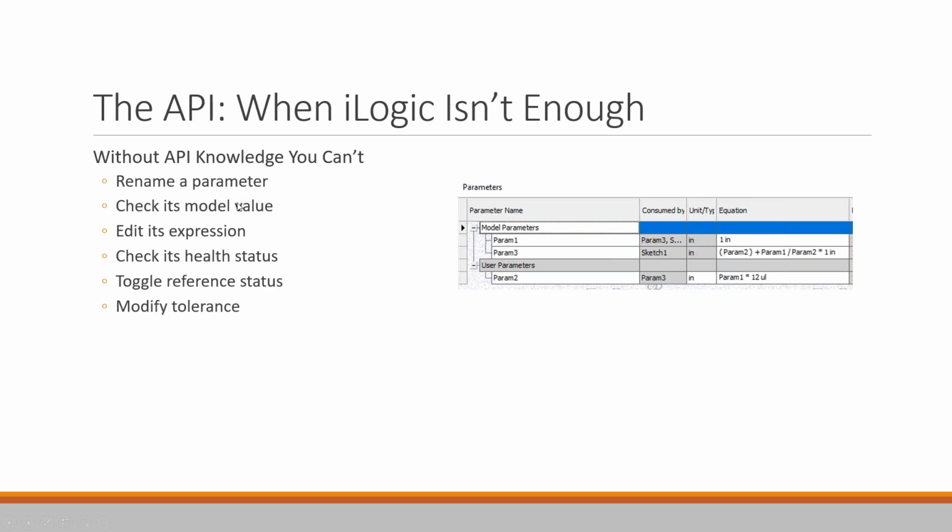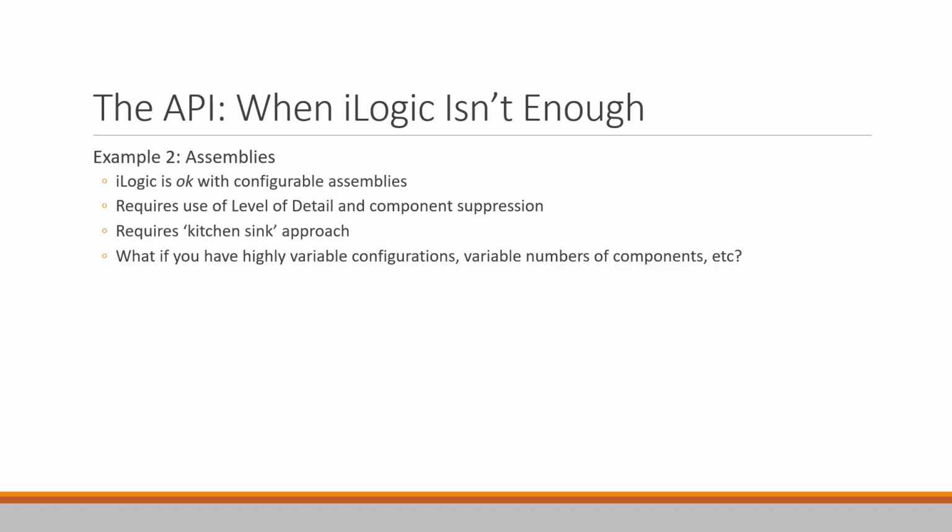Now, because you can access the API from an iLogic rule, you can take advantage of the API calls from within the rule if you need to, but you still need to know about the API and how it works, right? Where iLogic really starts to fall apart, where I see a lot of people really want to use iLogic and it becomes difficult to do so, is with configurable assemblies. It works okay with configurable assemblies. Okay, you have to use a level of detail and component suppression. You have to put everything into the assembly that you might need and then manipulate those things.